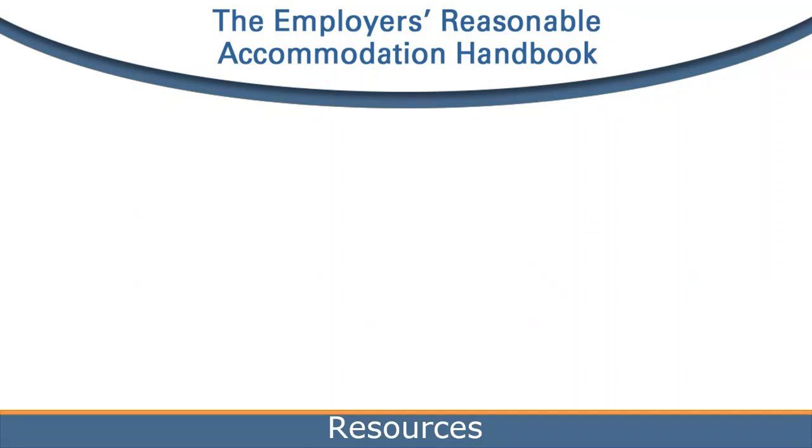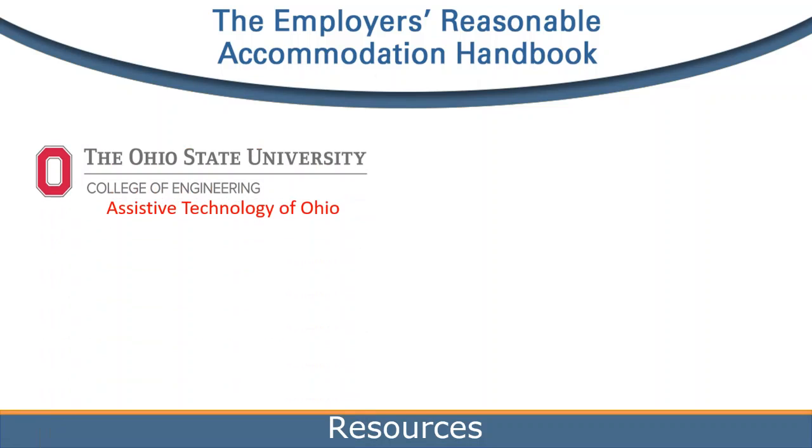Dustin, the first resource I'd like to mention is a lending library. Sometimes an employee and an employer are not sure if a reasonable accommodation will be effective. A lending library offers items and technology that can be borrowed and tested in the environment first. The two libraries we are familiar with are the Assistive Technology of Ohio Lending Library, known as AT Ohio, and the other is from the Ohio Center for Autism and Low Incidence, known as OCALI.